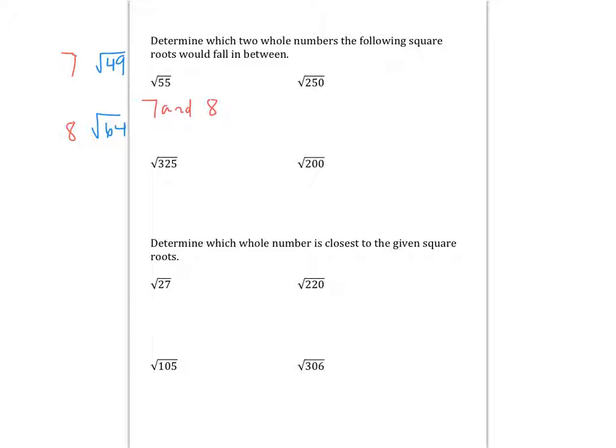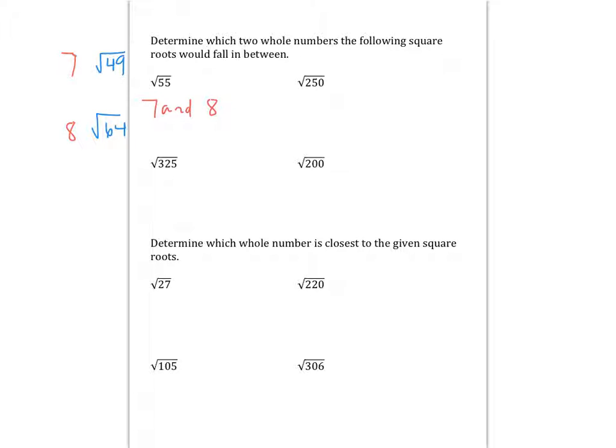Now we could probably estimate what that will be. Square root of 55 is actually closer to the square root of 49, right? So it would probably be around 7.4, because again, it's closer to the 7. But we just need to determine which two whole numbers the following square root falls between. So we did that, 7 and 8.